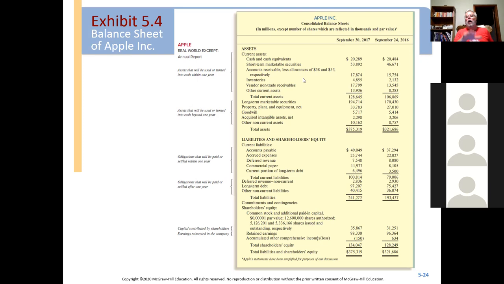We'll get into this later in the semester when we get into intangible assets. And speaking of intangible assets, I find it very interesting that Apple uses the term acquired, because GAAP requires us to capitalize, or record on the balance sheet, intangible assets that are purchased. Other non-current assets could be some long-term receivables, but it's something that I would want to look at in the notes to get a little bit more of a handle as to what these are, okay?